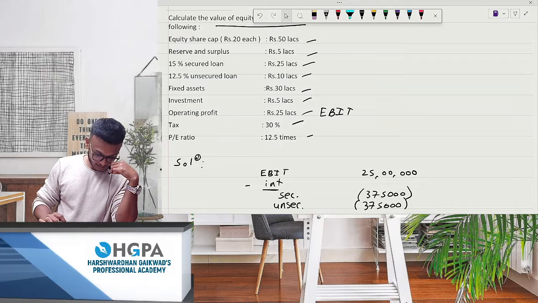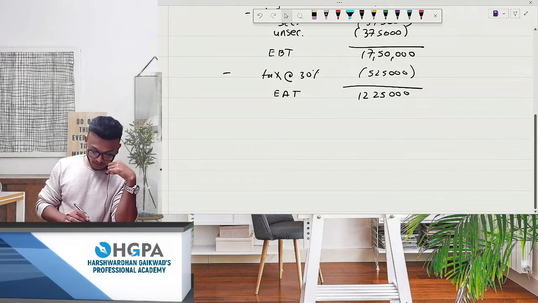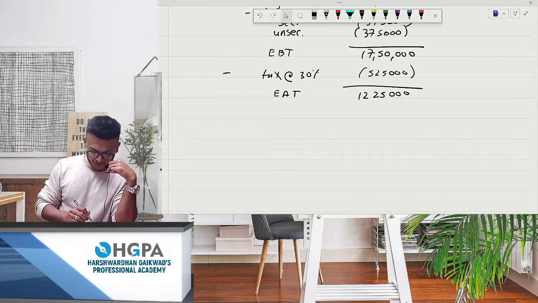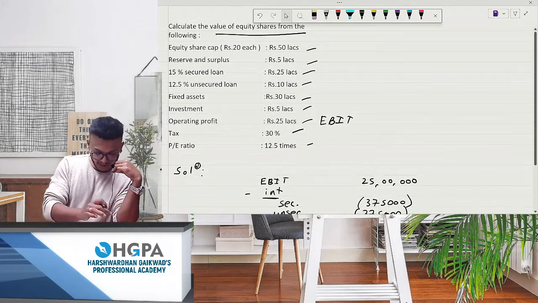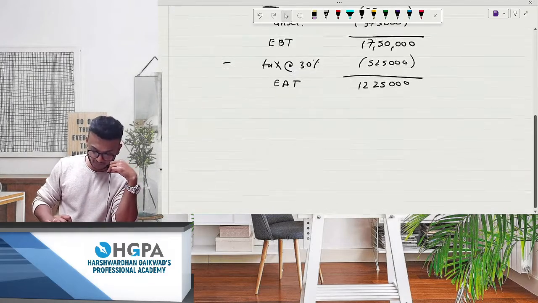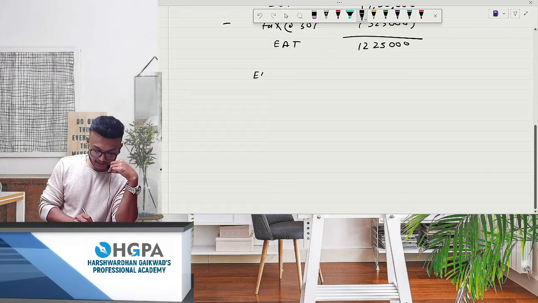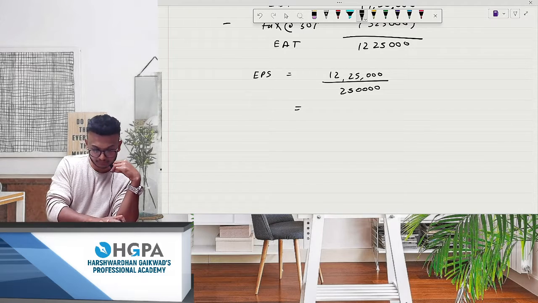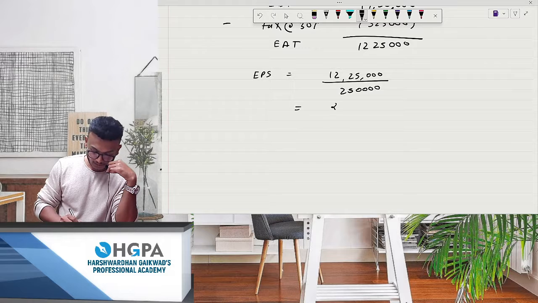Okay. Now what you will do after EAT? These are the earnings after tax. Now you have to divide it by the number of shares. How many shares are there? 50 lakhs is the amount, divided by 20 each. So you have 2,50,000 shares. So your EPS will be how much? 12,25,000 divided by 2,50,000. This will be rupees 4.9. 4.9 is your EPS.